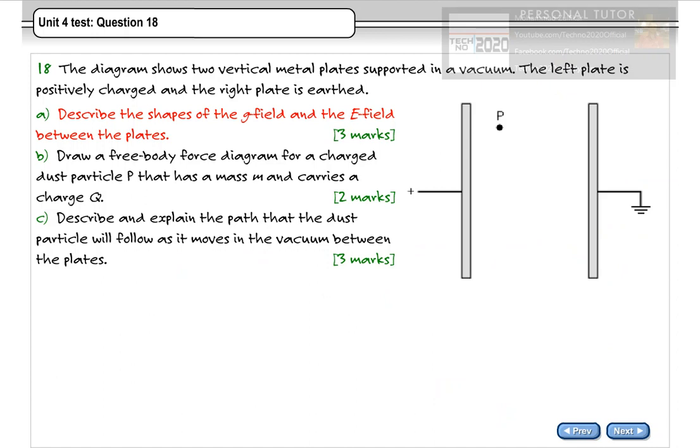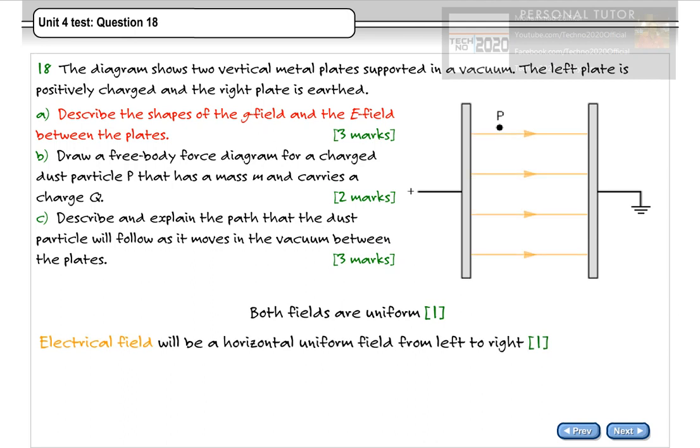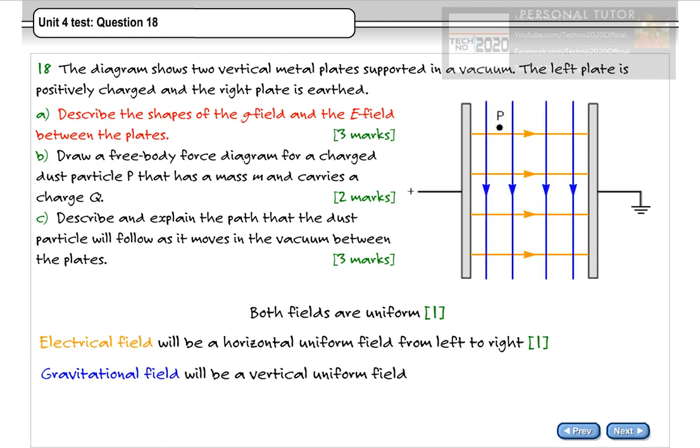In part A, both fields are uniform. The electric field is uniform because it is between two parallel charged plates. The gravitational field is uniform because it is near the Earth's surface. The big difference is that one is horizontal and the other is vertical.